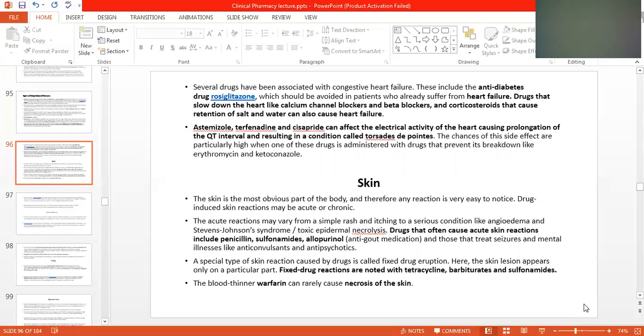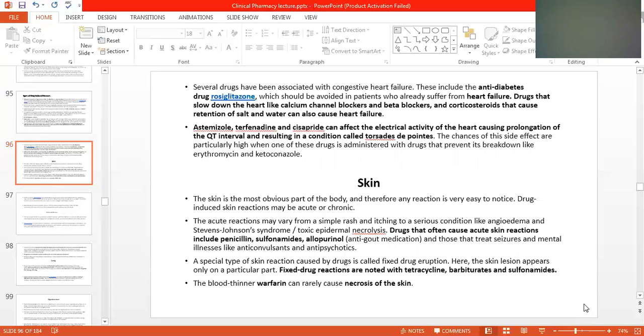Astemizole, terfenadine, these are all anti-allergics, and cisapride can affect the electrical activity of the heart, causing prolongation of the QT interval and resulting in the condition called Torsades de Pointes. So these anti-allergics are very dangerous. They can affect the electrical impulses generated from the SA node, AV node, bundle of His and Purkinje fibers, which can be delayed and can cause serious cardiac side effects.